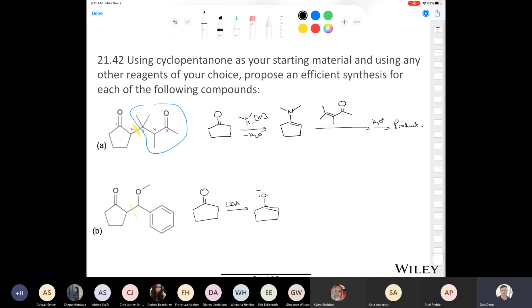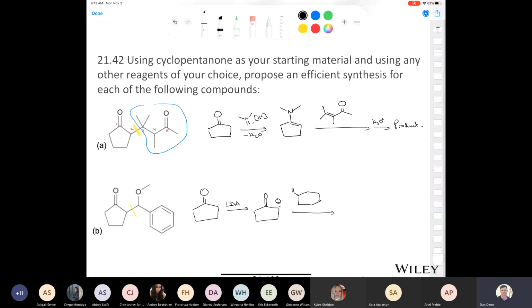Okay, now normally I always drew the negative charge on the carbon. You can do that, or you can draw it like this. Either way is fine. So I'll draw it like this to be consistent. And then what if you treated it with benzaldehyde? Let me show you what would happen.